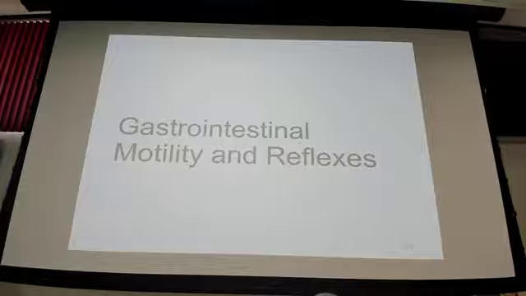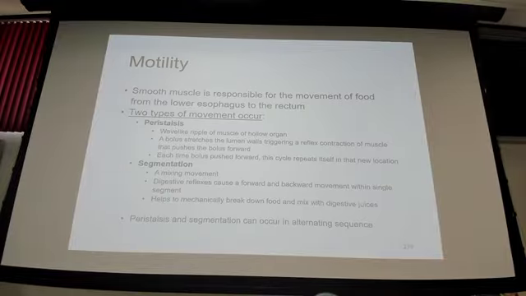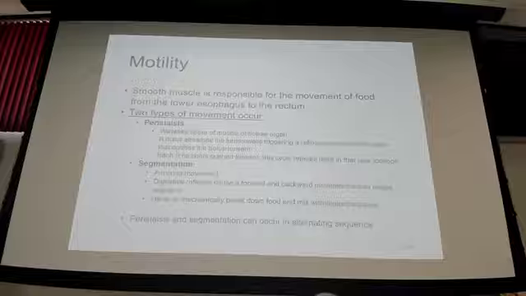So let's talk about some of the inherent reflexes. We talked about peristalsis. Essentially, without the slide, what is peristalsis? The forward propulsion of the bolus, right? Contraction behind it moves it forward, and so on and so forth.